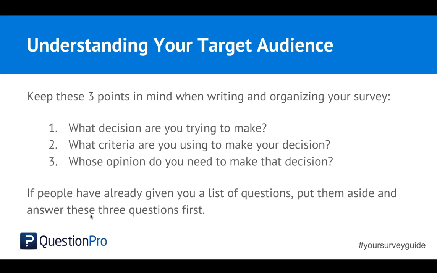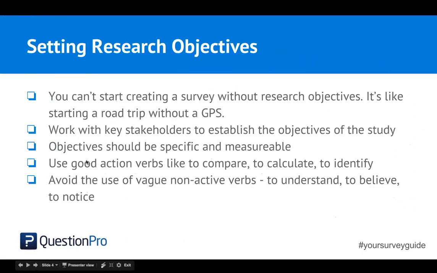And what do those specific and measurable objectives look like? Well, it starts with using good action verbs, like to compare, to calculate, to identify. These are good verbs because what they'll lead to is good data and good analysis that you can do on that data on the back end. So you're comparing, you're calculating things, you're identifying them. If you use vague or non-active verbs like to understand, to believe, to notice, these are really abstract terms that don't give you anything quantifiable that you can do. I'm sure you want to understand things better, but you need to be more specific in your objectives, like to compare and to calculate and to identify.